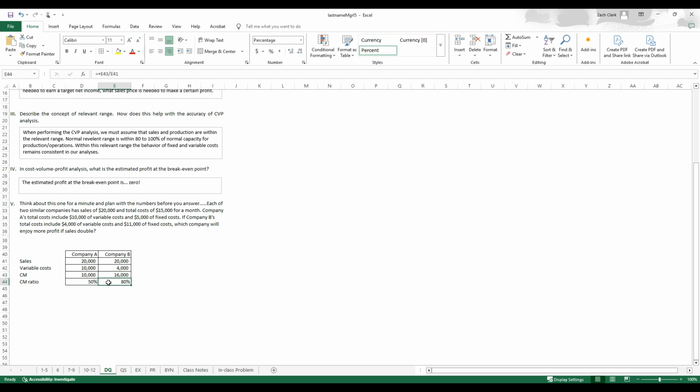And then we can see there's quite a bit more contribution margin for company B. So let's say company B will make more profit on each additional dollar of sales. And let's see here. So if we increase our sales, one thing we can do here.